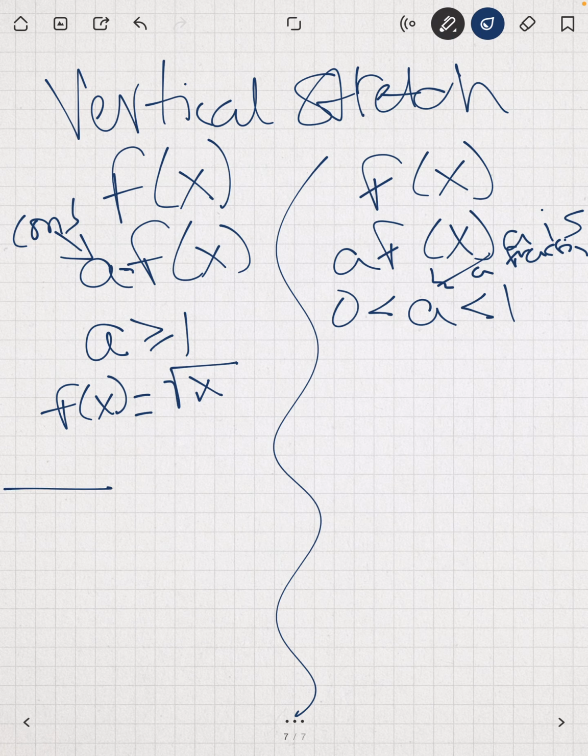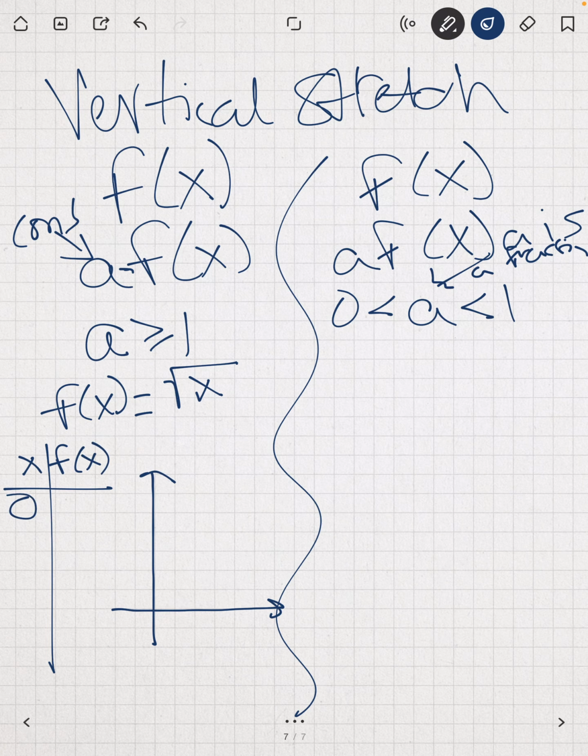I'm going to fit my table in over here, and start my graph here. We have x and f of x. So we know we can't go any smaller than 0, 1, 4, and what's 3 squared? 9. So the square root of 0 is 0, 1, 2, and 3.